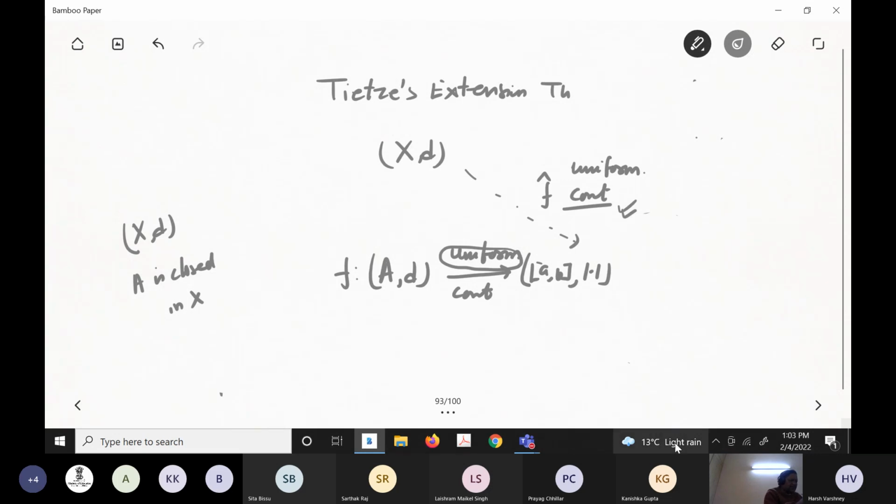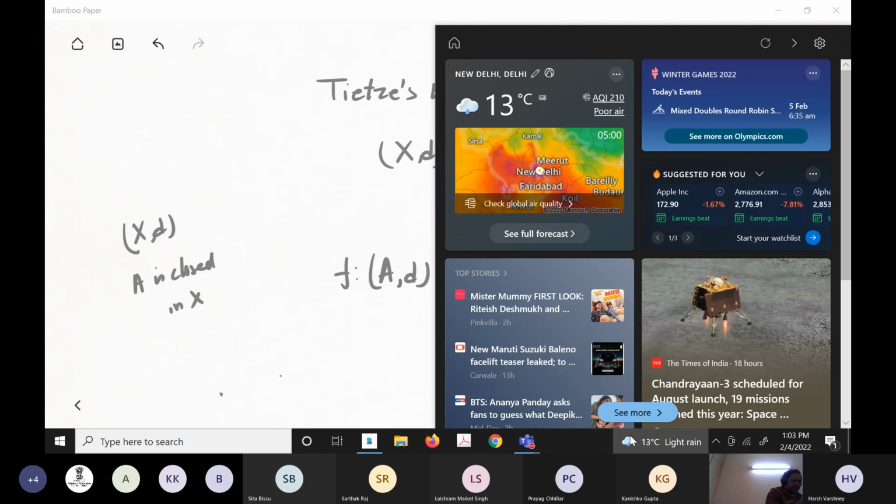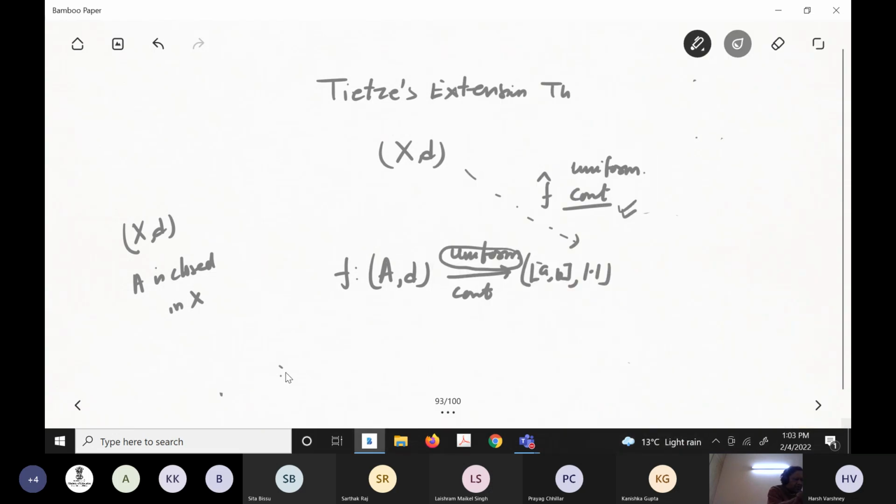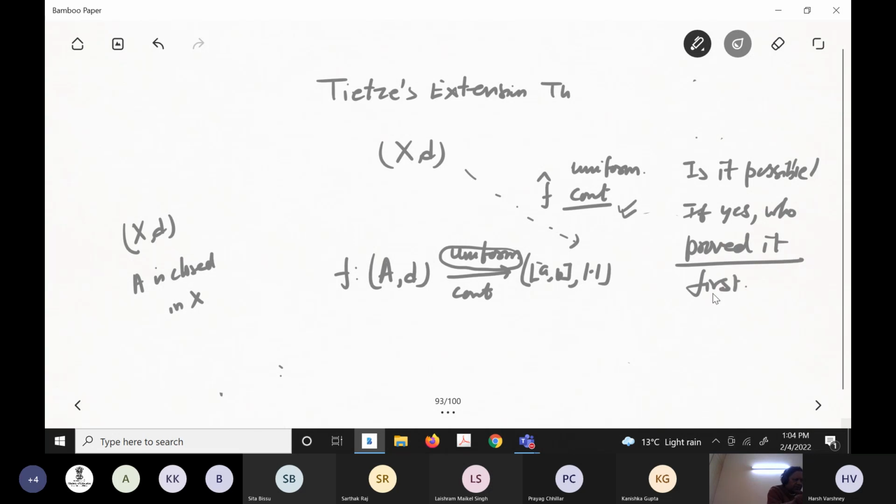If you find in the literature some extension theorem, it will be good. Try to find out whether it is possible. Is it possible? If yes, who proved it first? Who gave it? So this much again: you should look at Tietze's extension theorem very well.